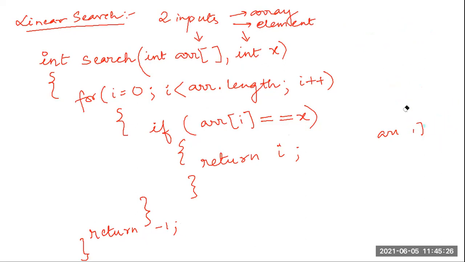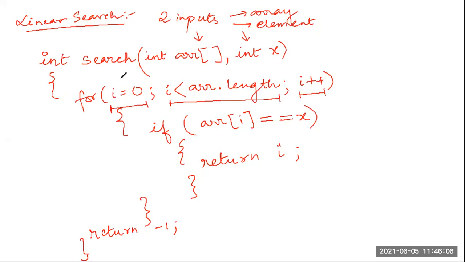Now how from an algorithm do we find out the time complexity? You tell me, how many times will this entire for loop run? Okay, fine. This for loop has 3 sections, right? This is one section, this is another section, this is another section. So 3 sections are there.